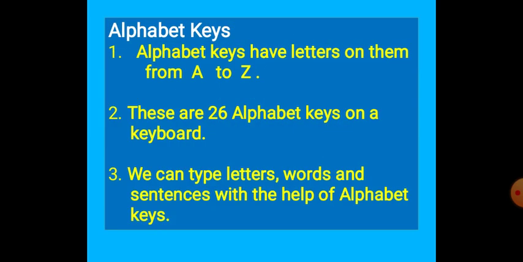Children, we are starting with the alphabet keys. As you all know, in English we write sentences and words with the help of alphabets A to Z. There are 26 alphabets. Same, children, on a keyboard there are 26 alphabet keys, and with the help of these alphabet keys we write letters from A to Z, and we can frame words, sentences and write paragraphs.